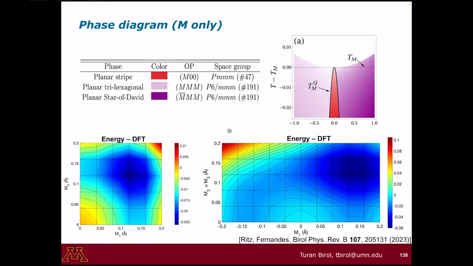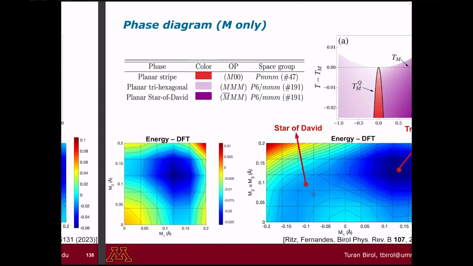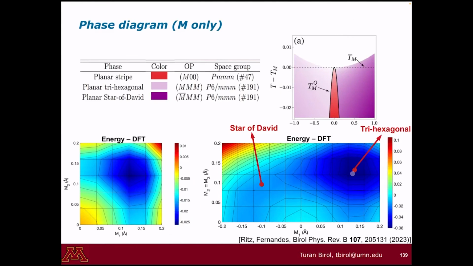So you should also do a calculation where the vertical axis is M2 and M3 together, equal to each other. The horizontal axis is M1. In this structure, you have the trihexagonal structure here, which is the minimum of energy. And you have the Star of David structure here, where there is a local minimum, which is very faint, so you can't quite see it. Now, when you have L as well, you have that monstrous free energy expansion. So things get tricky.